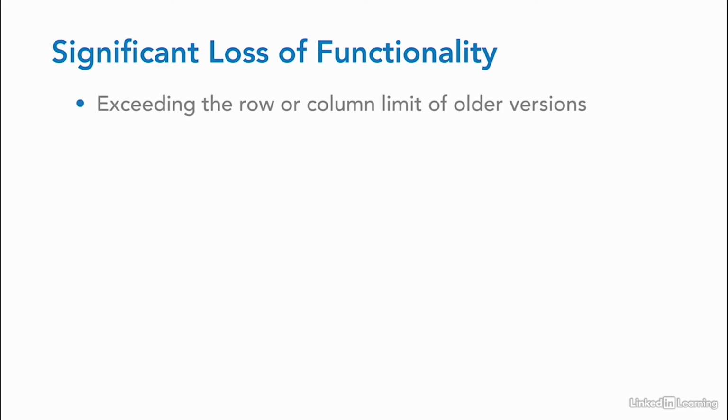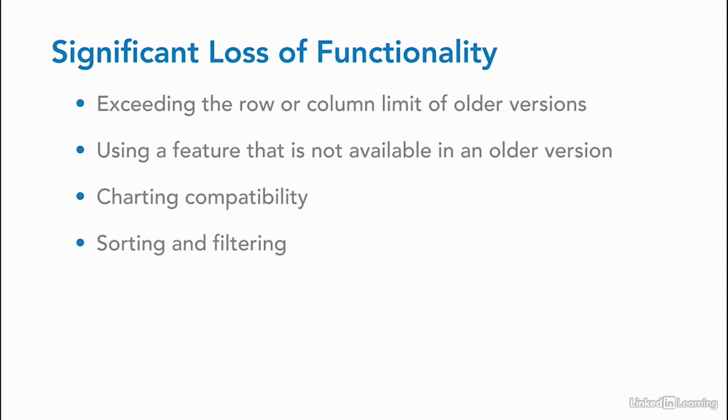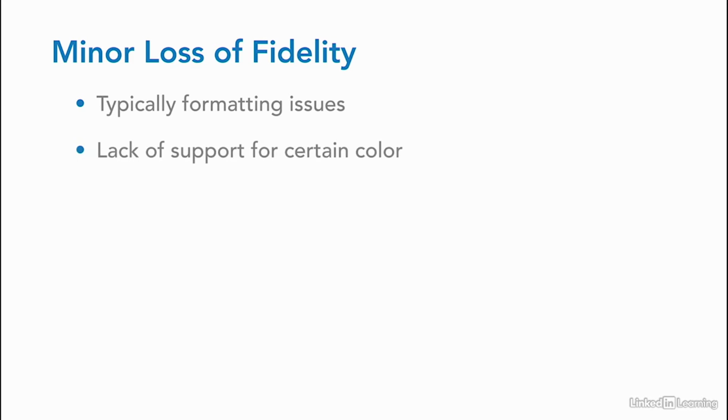Common issues that can cause significant loss can be triggered by exceeding the row or column limit of older versions of Excel, or using a feature in a newer version which didn't exist in an older version. Charting compatibility issues will always cause a significant loss of functionality, as will some sorting and filtering features. Next, we have issues that can cause a minor loss of fidelity. These issues are typically caused by formatting issues, including the lack of support for certain colors, unique fonts, or newer styles.